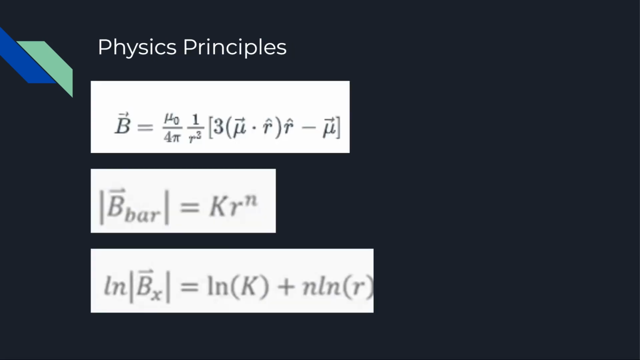So basic physics principles, as mentioned, was the Biot-Savart law, which is at the top, which we're going to use to get our dipole moment. The magnitude of the magnetic field from the bar magnet is given by KR^N. And then we also need the natural log of the magnetic field, natural log of K plus N natural log of R. And we're going to use this modeled from the slope of our graph to get our K and N values.